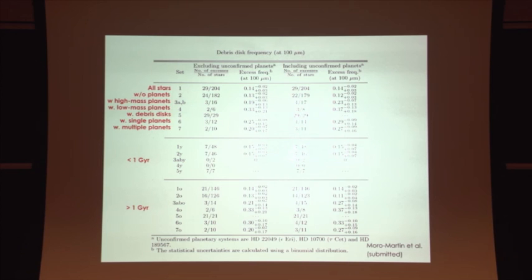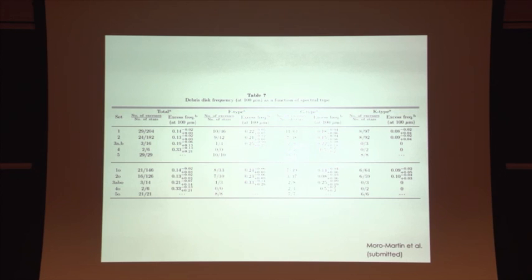And that's one of the limitations, right? Then I also look at the different disk frequencies for stars older than a giga year and stars younger than a giga year. And then I look at the disk frequencies for different spectral types, to see if the spectral type may play a role, because I have F, G, and K stars.